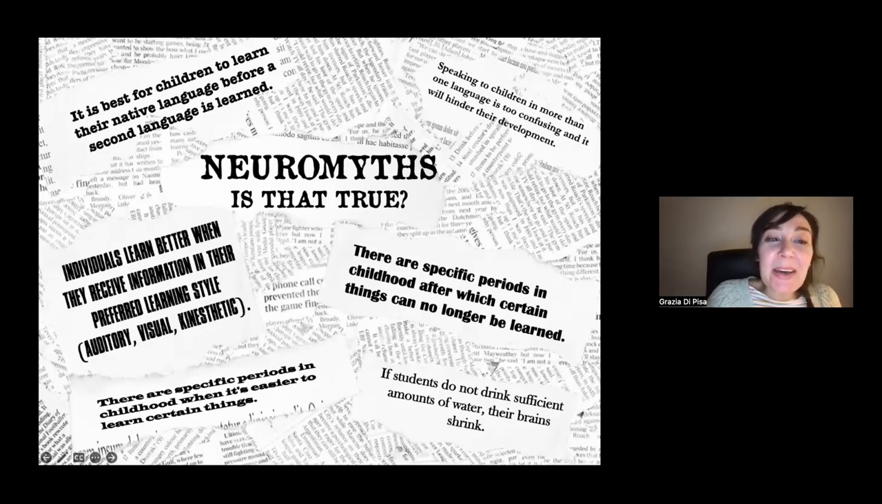Individuals learn better when they receive information in their preferred learning style: auditory, visual, kinesthetic. Do you think this is true? In case, raise your hands. I can see three out of three in the room. Okay, I can see one, two, three, four, five. Okay, here in the room, five.